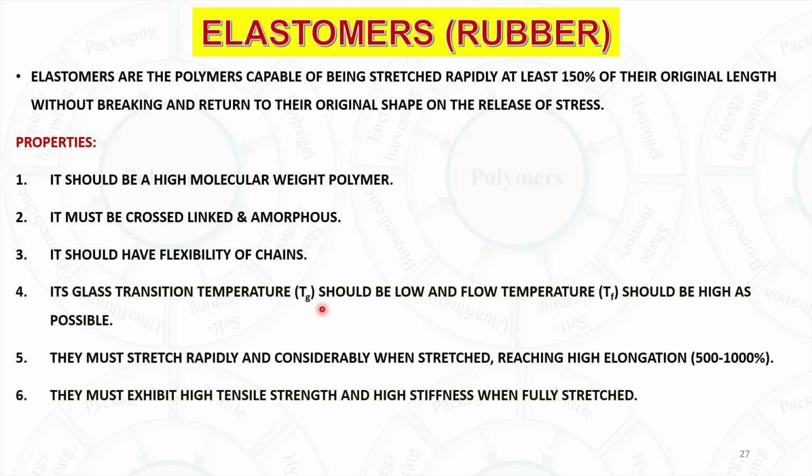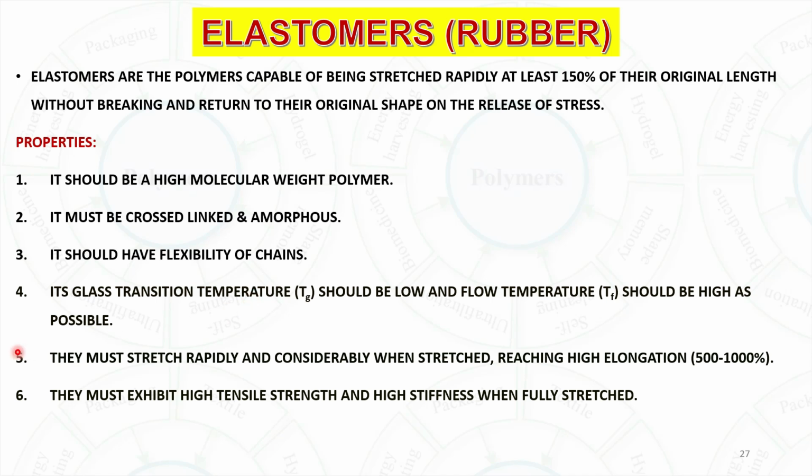If you don't know what is glass transition temperature and what is flow temperature, for the time being you can only remember these as Tg and Tf, your glass transition temperature and flow temperature. Later in the series, I will explain glass transition temperature, flow temperatures, all these things with their applications as well. But right now, for the elastomers, it is enough to know that they should have a very low glass transition temperature and the flow temperature must be as high as possible.